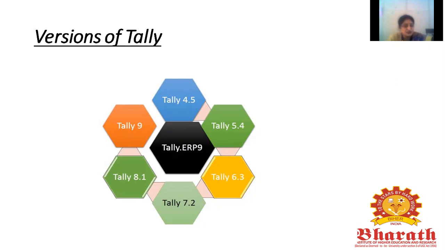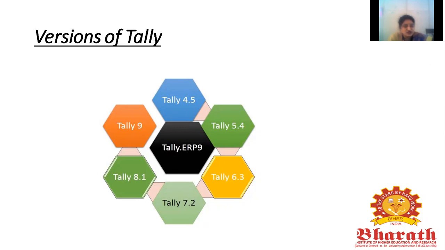It was developed with a new data structure and added with new features of POS, point of sale, and payroll. The next version was Tally 9, released in the year 2006. This version was released to fix bugs and errors. It has maximum features such as TDS, FBT, payroll, ETDS filing, etc.